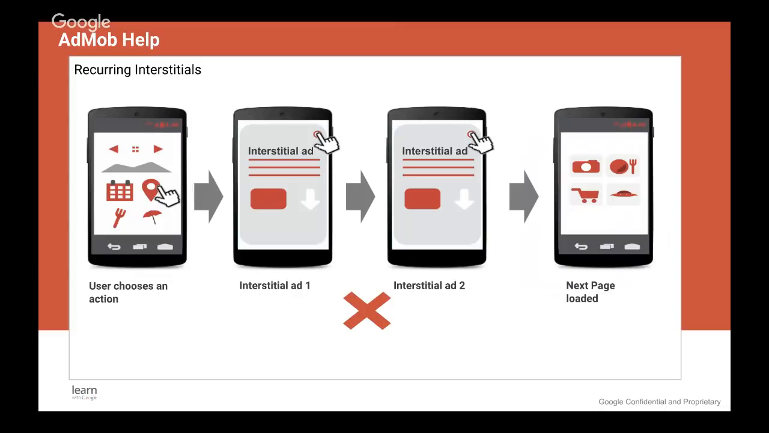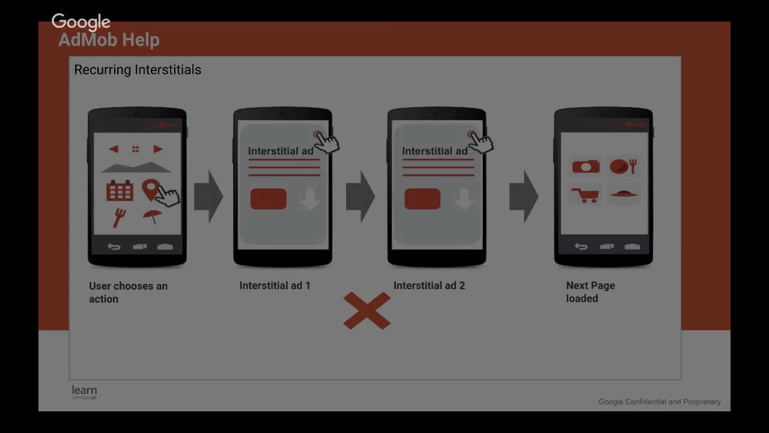A user closes the interstitial ad, and then a second interstitial ad shows up. And upon closing the second interstitial ad, the next page is loaded. Now, what is the violation here? The violation here is that a user saw the first interstitial ad, and upon closing it, you're showing them another interstitial ad, which leads to a very negative user experience and disrupts their flow in the app. So do not show recurring interstitials, as this is a violation of our policies.